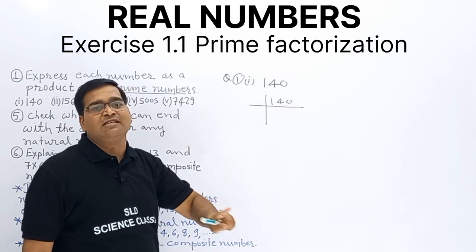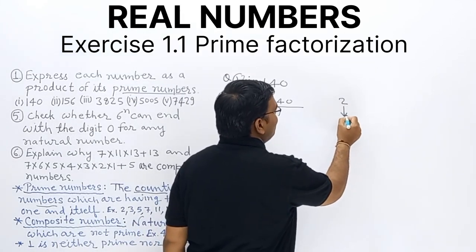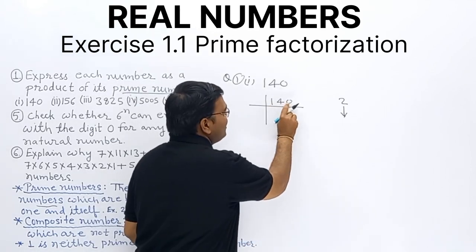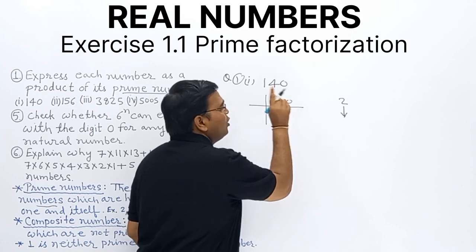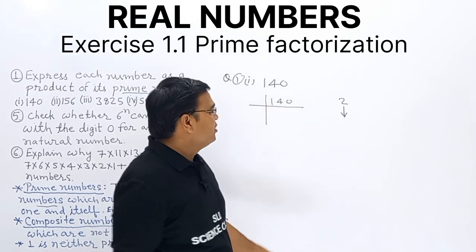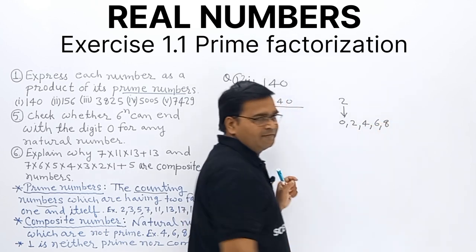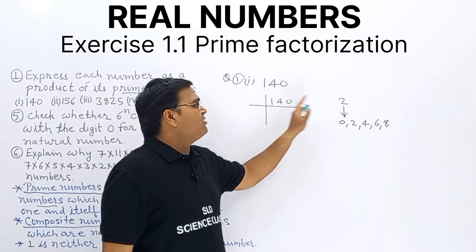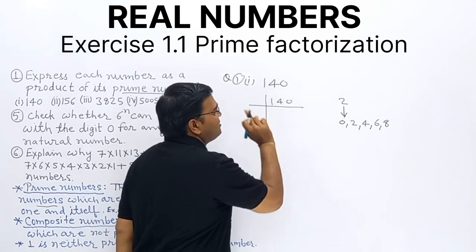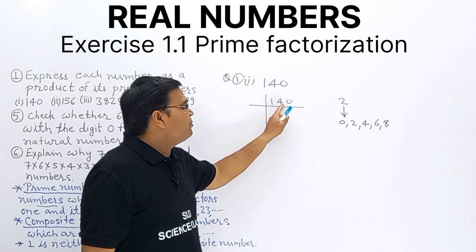And what is the divisibility rule of 2? If the unit place, ones place of the number, observe, this is the number and this place is called the ones or unit place. If the unit place has 0, 2, 4, 6, 8, then that number is divisible by 2. Again I am saying, if a number has unit place 0, 2, 4, 6, 8, then that number is divisible by 2.